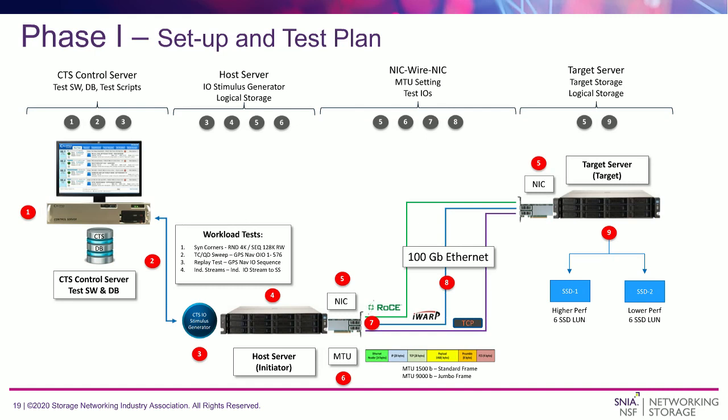There is a NIC on both sides between the host and the target server, being on the right-hand side, and we run the 3 transports across the 100 gigabit Ethernet wire. The MTU settings are set so that it can either be transported using standard frame or jumbo frame, and once we apply the IOs across the wire, they are applied to either SSD1 or SSD2 as we set up. Each SSD is a LUN of 6 SSDs, again, SSD1 being the higher performance, lower capacity, and SSD2 being the lower performance, higher capacity.